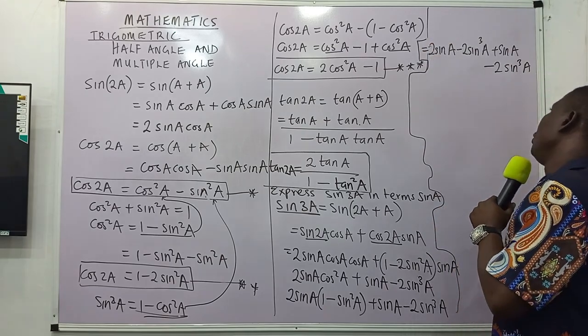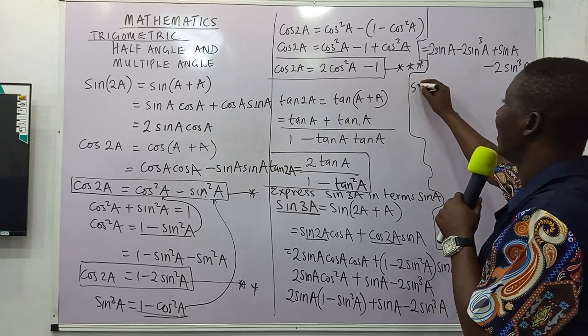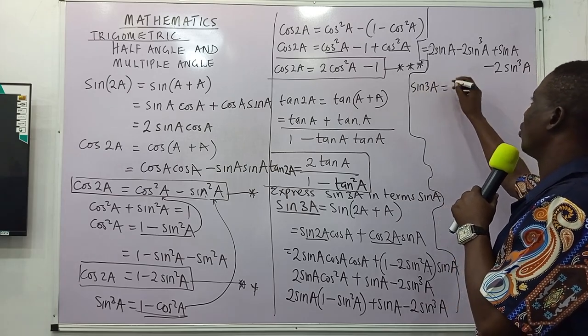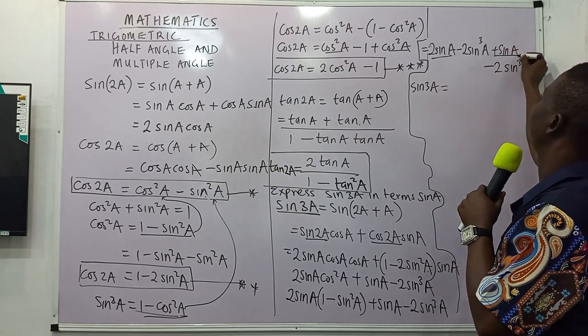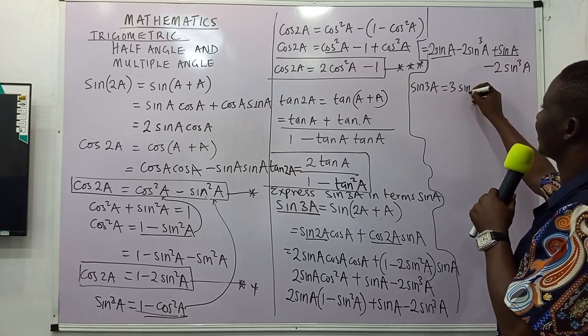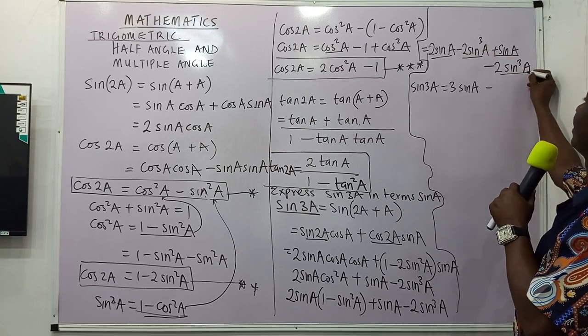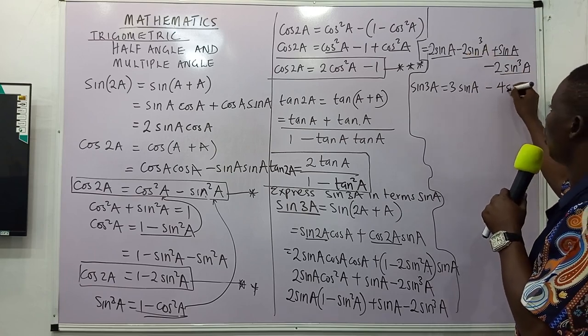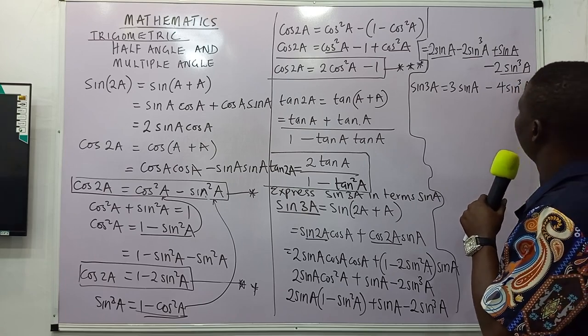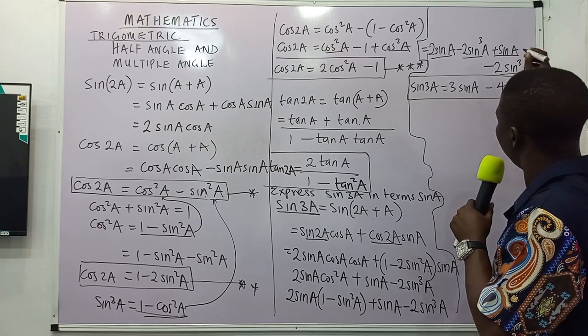Now, what we want to do is to add. So sine 3A becomes, we can add this and this together, give us what? 3 sine A minus, add this and this together, we have minus 4 sine cube A. That gives us our answer.